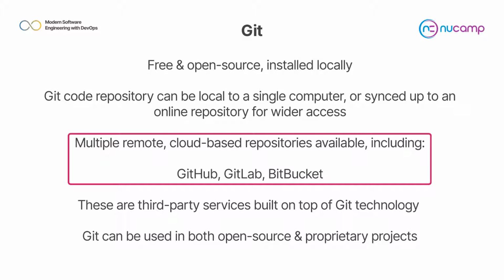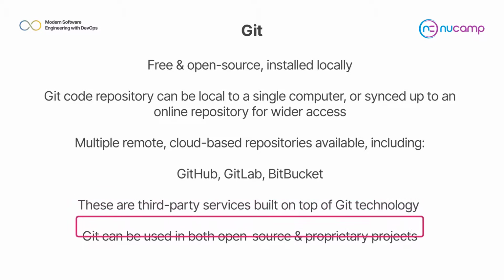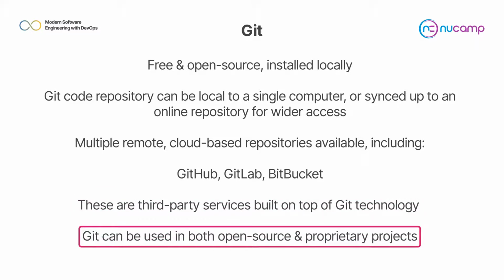There are multiple cloud-based services that host remote Git repositories to allow teams to collaborate online using Git. The most popular include GitHub, GitLab, and Bitbucket. While they use Git, they are not the same as Git, but third-party services that are built on top of the Git technology. It's important to note that while Git is open source, that doesn't mean all Git repositories must also be open source. Git can be used in both open source and proprietary projects. Online repositories can be made private, requiring secured access.